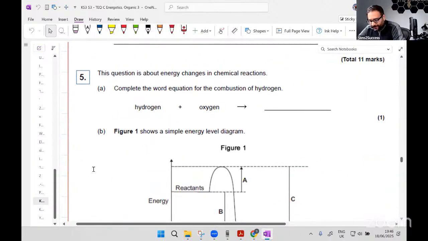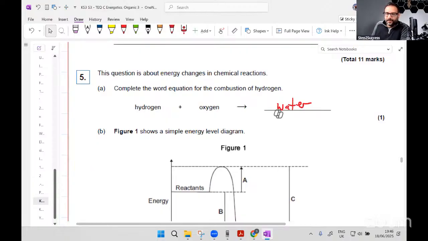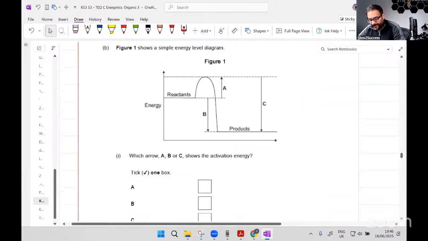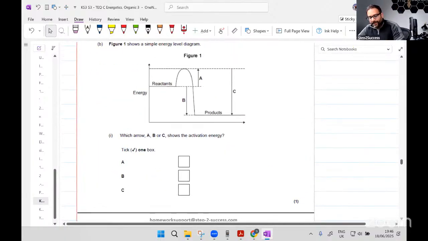Complete the word equation for the combustion of hydrogen. I mean, the best answer here is water. Hydrogen and oxygen make water, don't they? Right. And then one of these graphs, the same graph again. Now, if you had to say, is this exothermic or endothermic, you should hopefully say exothermic because this line is lower than that line.